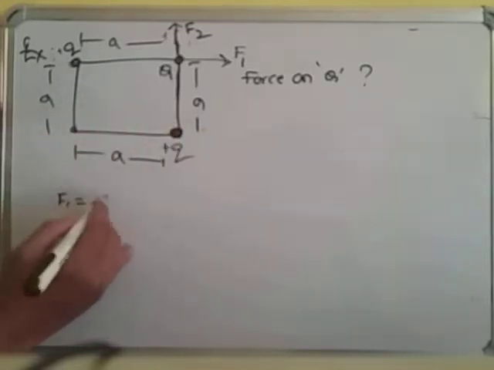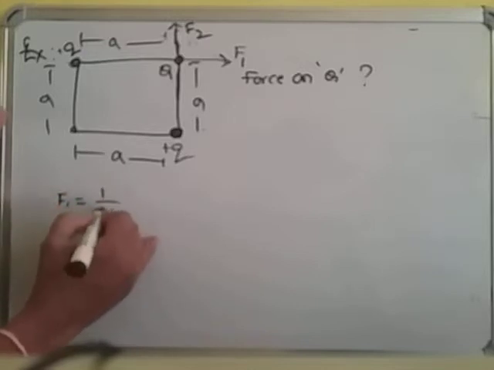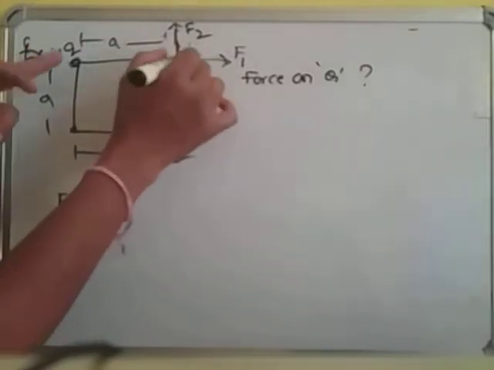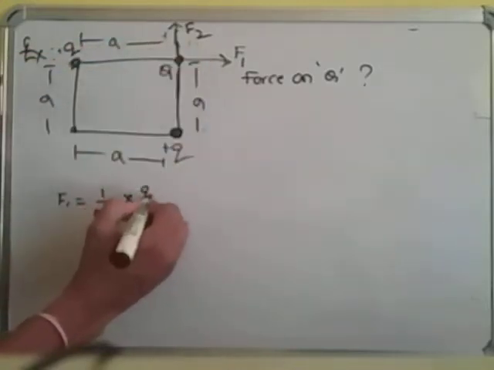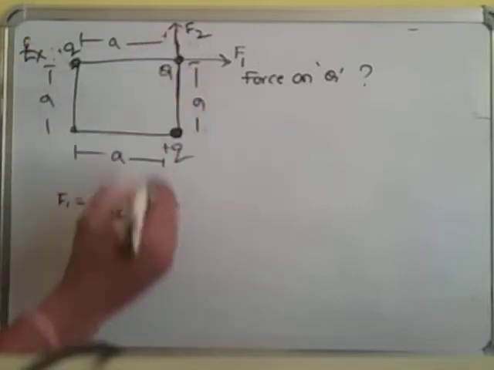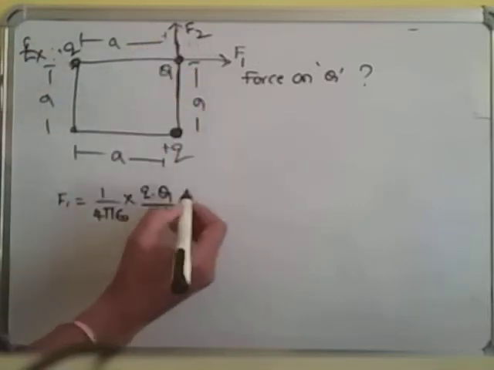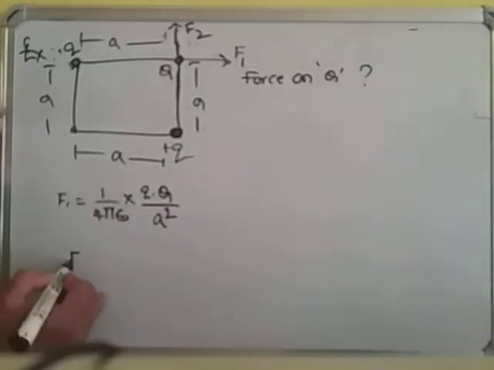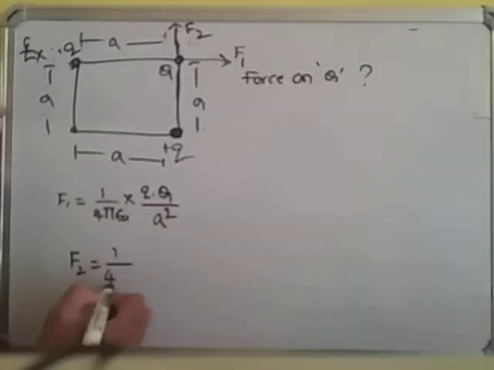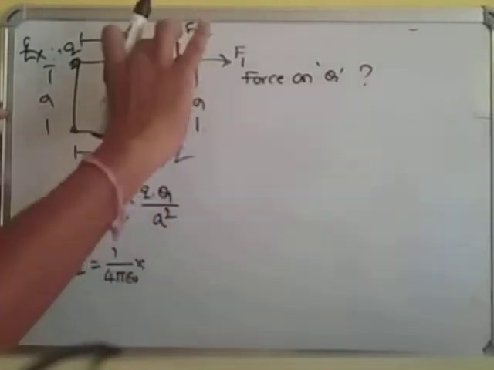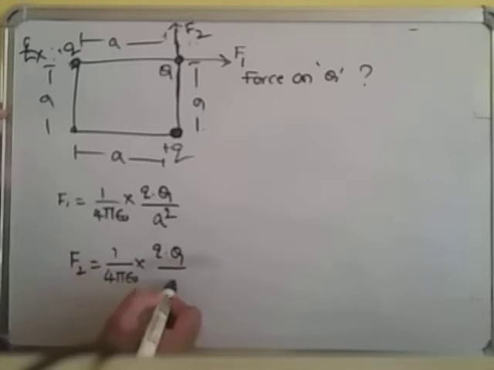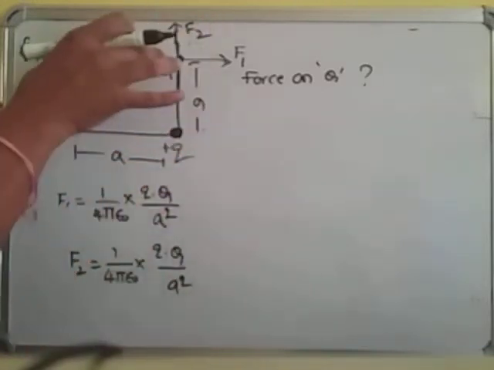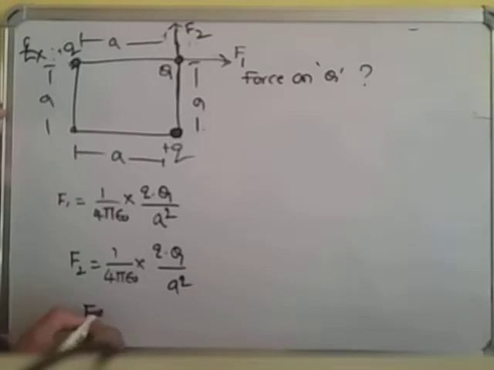Now tell me, what is the formula for F1? F1 is 1 by 4 pi epsilon naught. F1 is the force on capital Q applied by small q, meaning the force between these two charges, that is 1 by 4 pi epsilon naught into small q into capital Q by the distance a squared. Now if you want F2 also, we will write 1 by 4 pi epsilon naught into small q into capital Q by a squared. The separation between the two charges is a, here also a, that means F1 is equal to F2. The magnitudes of F1 and F2 are equal.